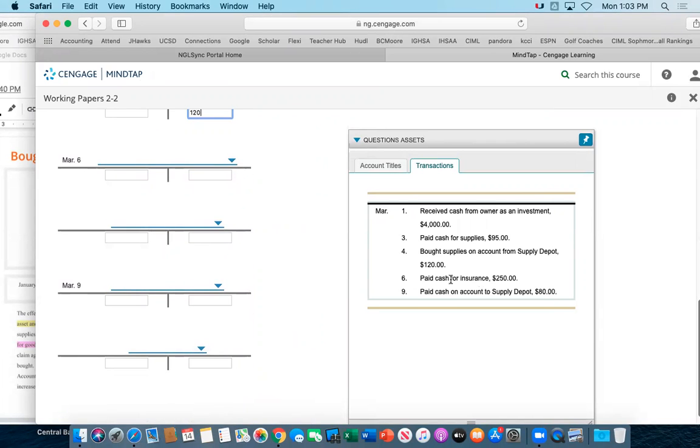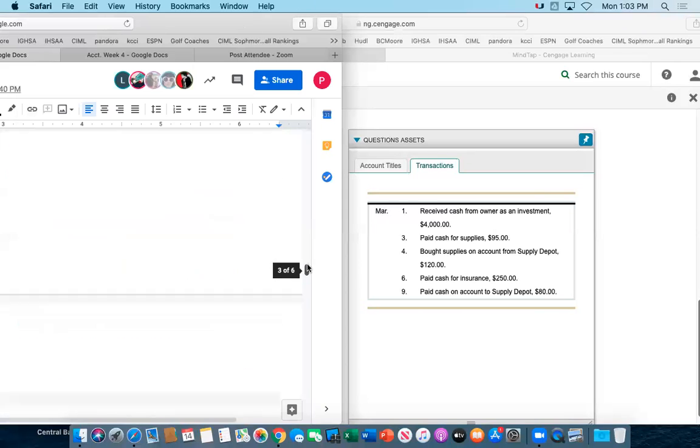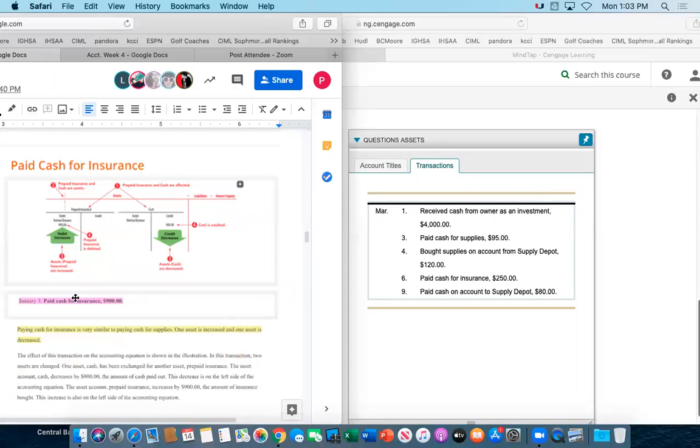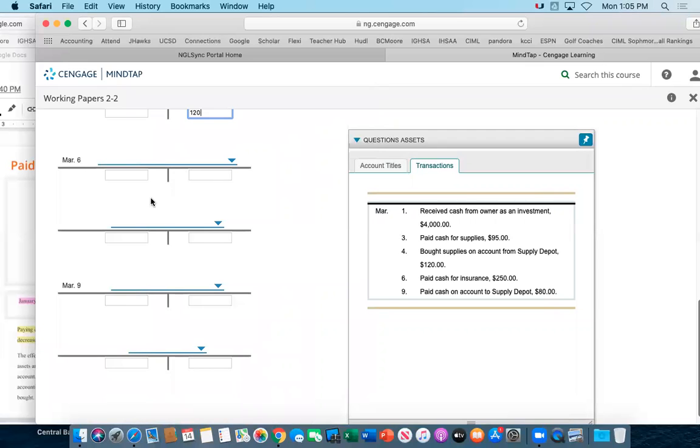Okay, March 6th, paid cash for insurance. We can go backwards a little bit in our notes. There's paid cash for insurance. Which two accounts are being affected? We know cash is going down. We're increasing insurance. We have bought something of value. So you'll go prepaid insurance for $250. Our insurance is increasing. We paid cash for it.